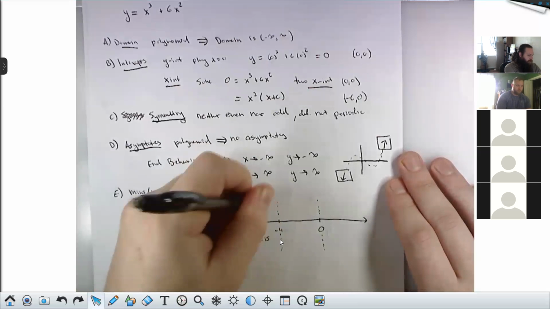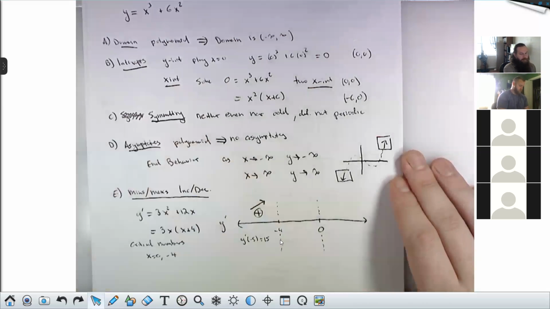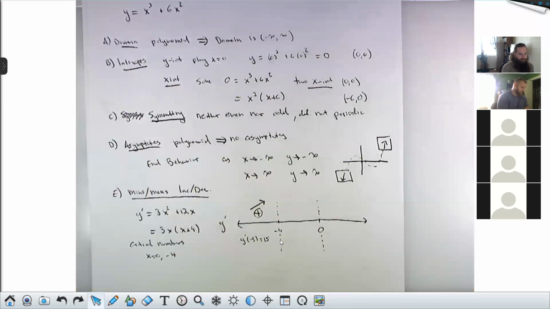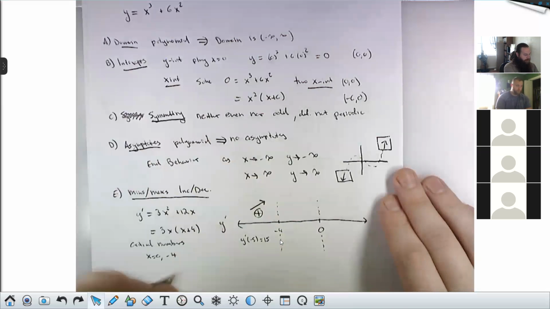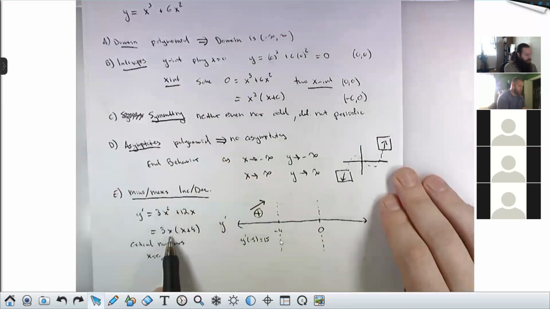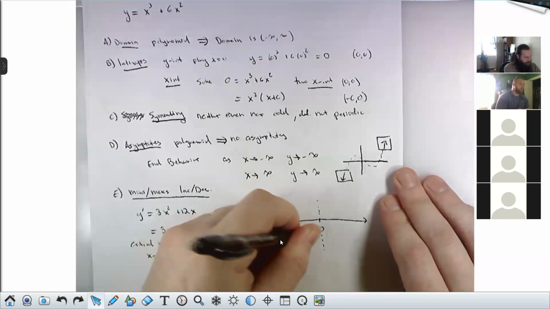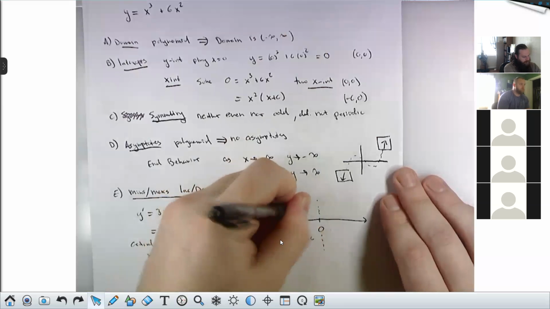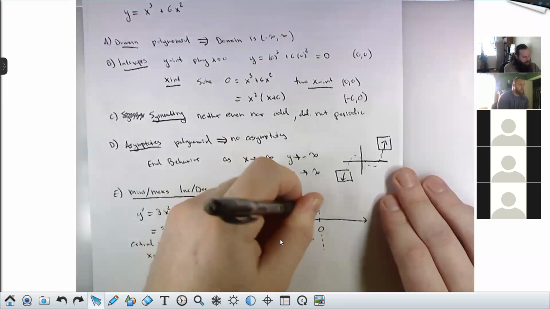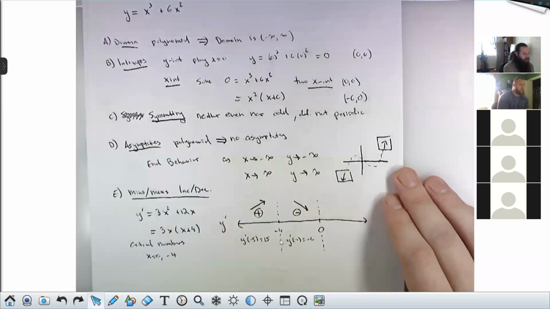So y prime is positive here, which means we're increasing. Between -4 and 0, I could test -1. 3 times -1 is -3. And then -1 plus 4 is +3. So -3 times +3 is -6. Y prime of -1 equals -6, which is certainly negative. So we're decreasing between -4 and 0.